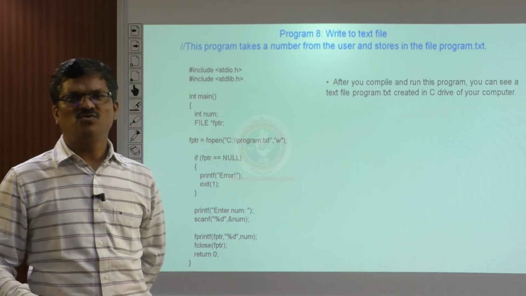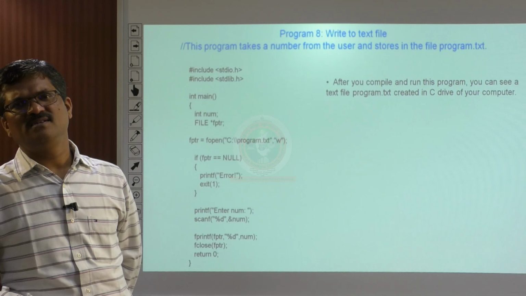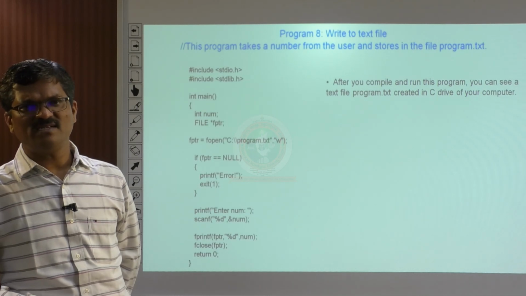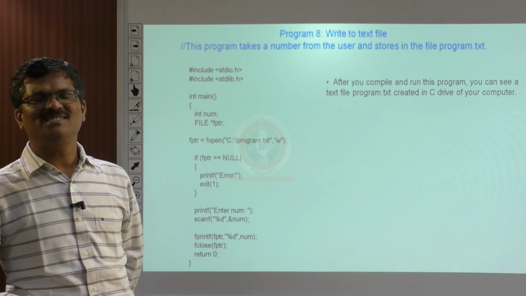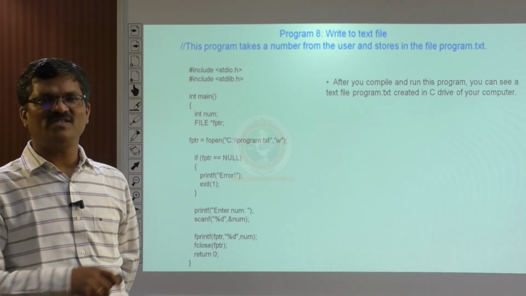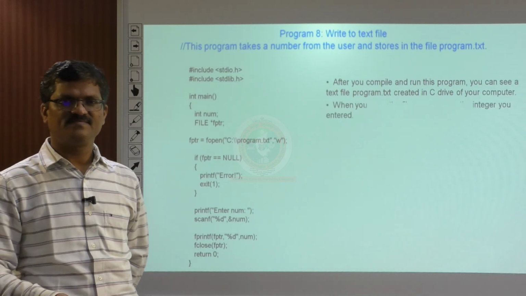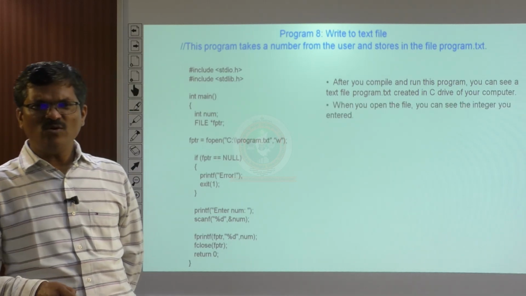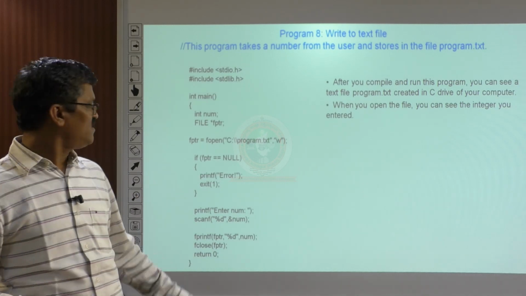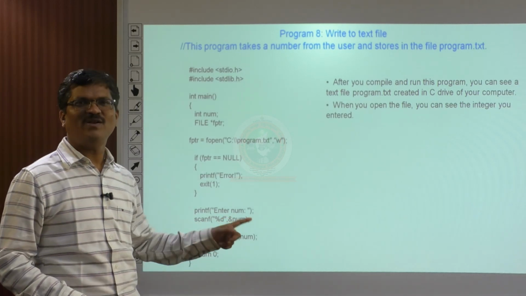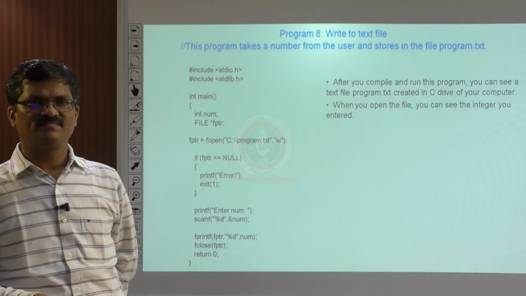Once you finish, you compile this program and run it, and you will see that a file called program.txt is created in the C directory in this case. When you open the file, you see whatever value you have entered: the value of num will be stored in the file program.txt.